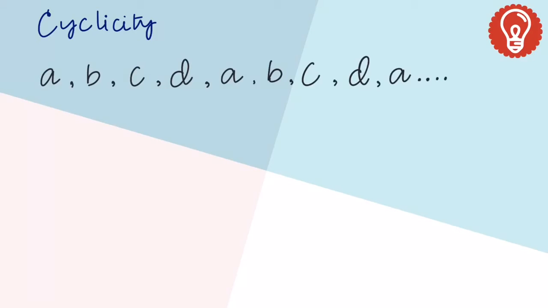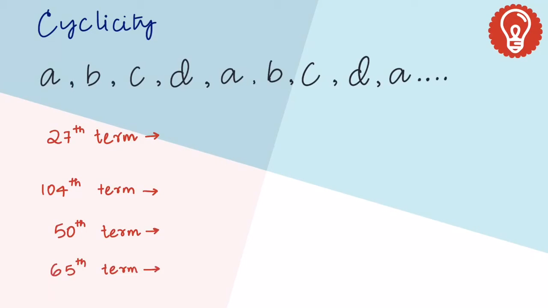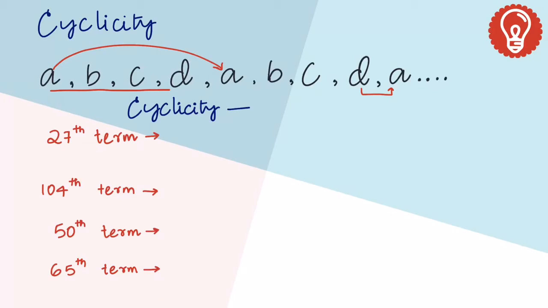Let's get deeper into the concept by taking an example series. From the series, say you're asked to find the 27th term or 104th term, 50th term or 65th term. To find this, let's observe the series first. The series is repeating for every 4 alphabets. That is, after D, A has come again. As the series is repeating for every 4 alphabets, the cyclicity is 4.